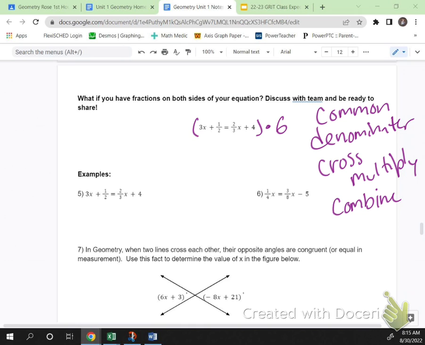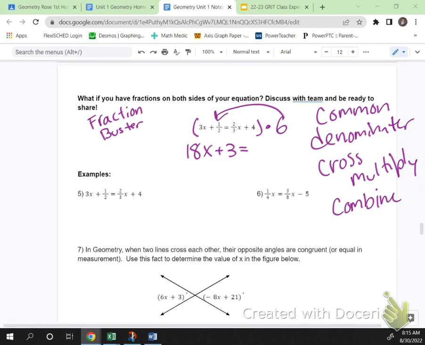Has anyone ever heard of a fraction buster? Like Ghostbusters, but with fractions? Yeah, like Ghostbusters, but with fractions. I call it a fraction buster. Basically, it eliminates the fraction part and converts it into whole numbers. So watch. I'm going to multiply everything by 6. So what's 3x times 6? 18x. What's 6 times 1/2? 3. Oh, great. That fraction has disappeared.